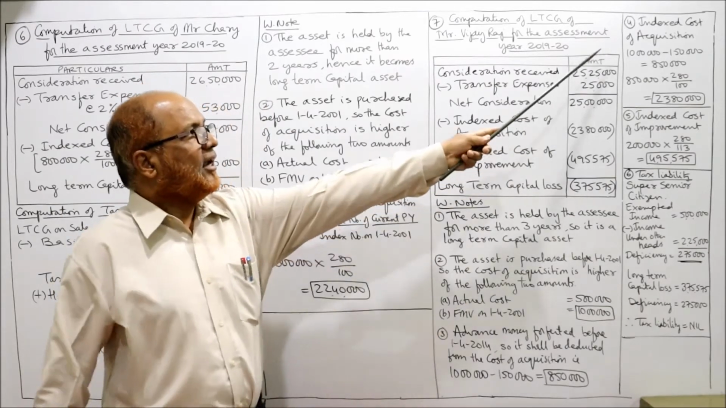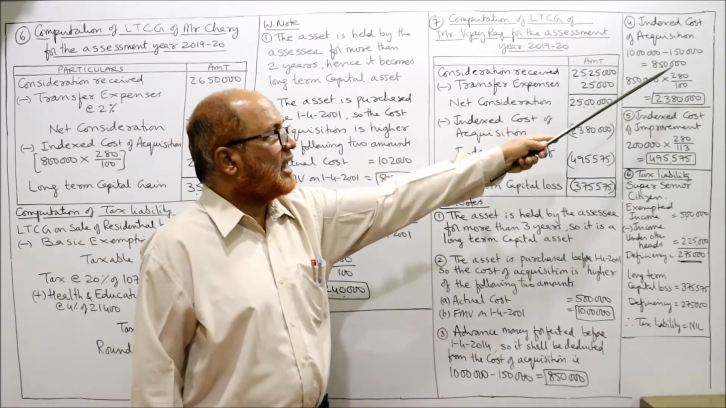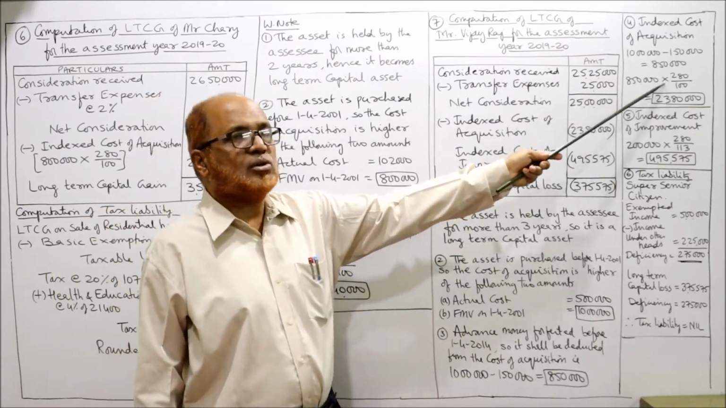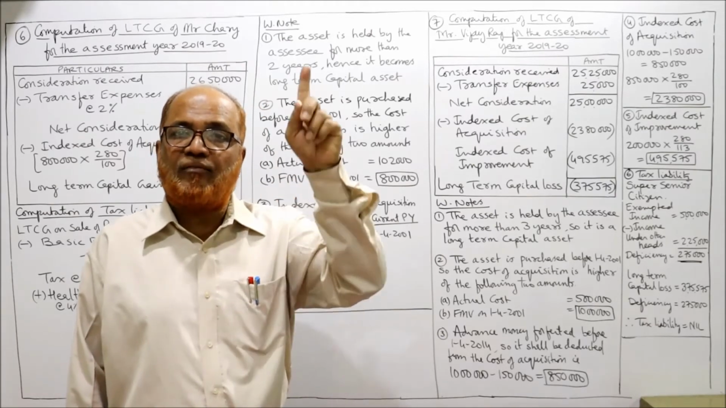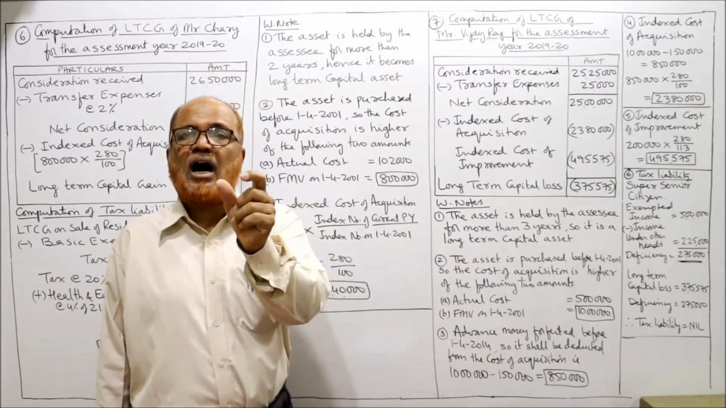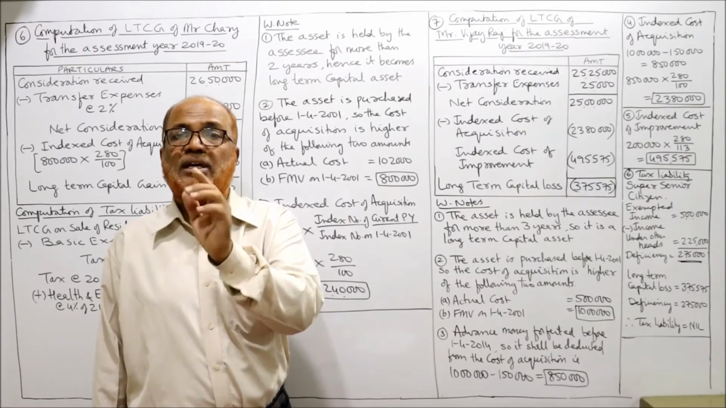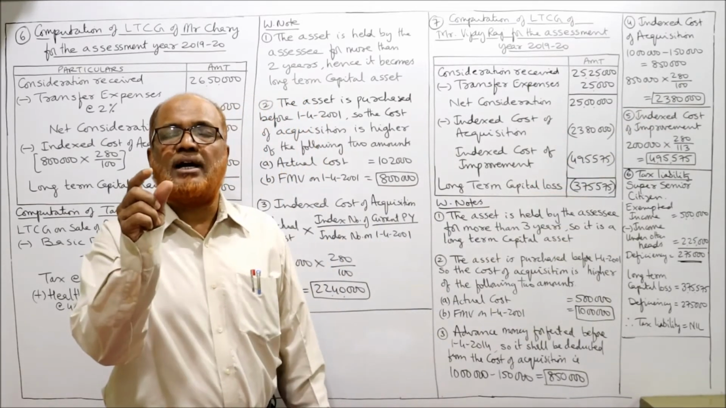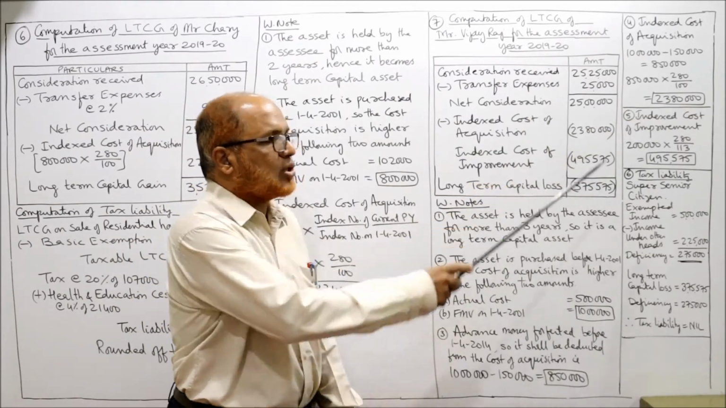Right? Now we'll calculate indexed cost of acquisition. 10 lakh minus 1,50,000, 8,50,000, we got it. This is the actual cost of acquisition. 8,50,000 into current year index. Current year index is 280. And the index number on 1/4/2001, that is 100. 2001-2002, index number is 100. So divide by 100, we'll get 23,80,000. This is the indexed cost of acquisition I have taken here. 23,80,000 is the indexed cost of acquisition.